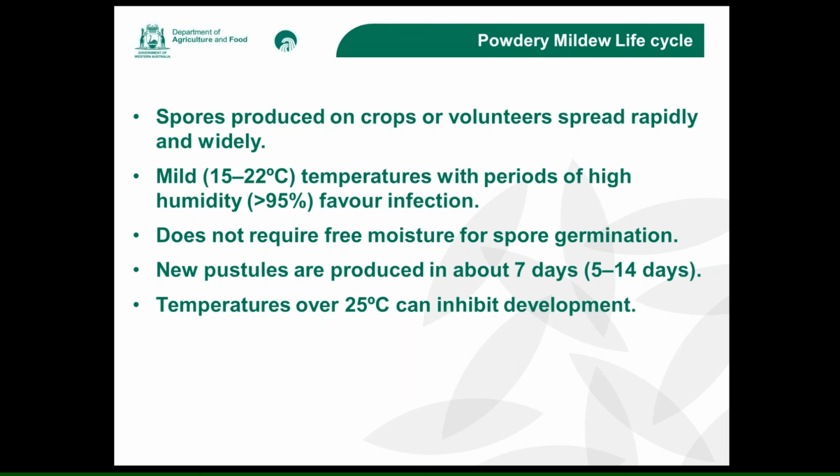The mildew is favoured by mild temperatures, about 15 to 20, 22 degrees, with periods of high humidity, and that's what the mildew likes. And really what we're talking about there is WA winter temperatures, particularly in, say, the northern wheat belt. It doesn't need free moisture, that is water on the leaf surface, for spores to germinate. In fact, free water lying on the surfaces can actually inhibit spore germination.